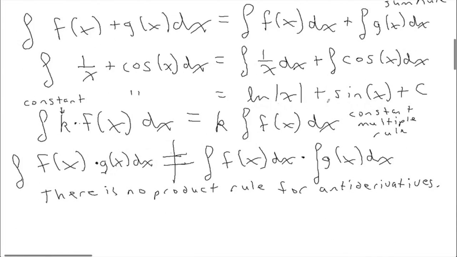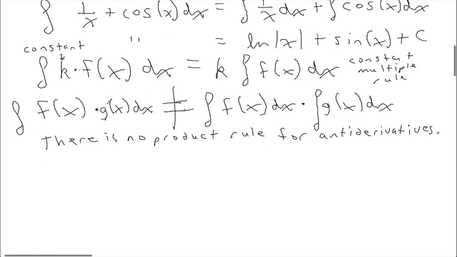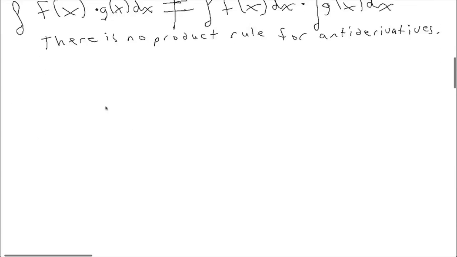So is there a sum rule for antiderivatives? Yep. Is there a product rule for antiderivatives? No. Although it's a little bit complicated, there is a product rule when one of the things is a constant. There is a product rule for a constant times a function, but there's no product rule for a function times a function. Okay, so let's think about this problem again.